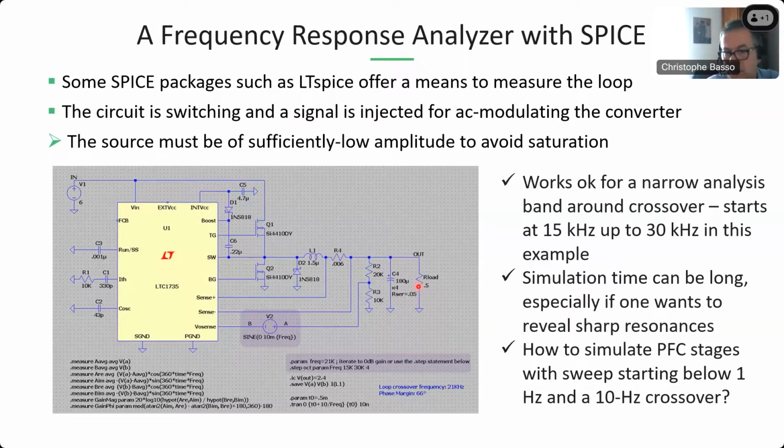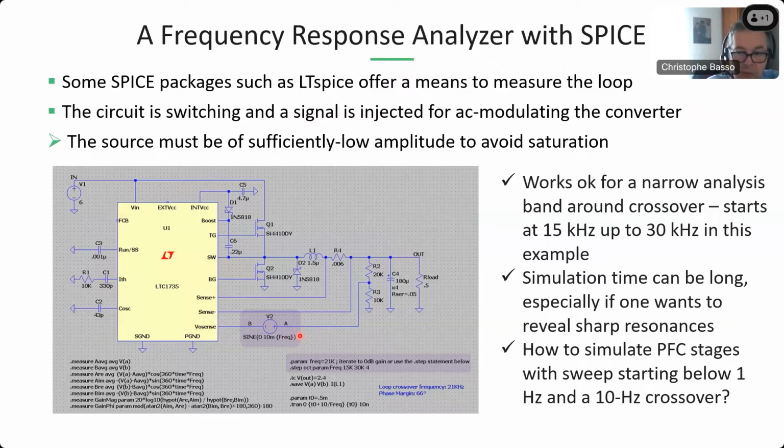There are some SPICE packages, and LTspice, of course, is one of them, that offer a functionality to implement the frequency response analyzer using the software. By inserting an AC source, this one here, we no longer talk about the classical .AC analysis. This is a transient analysis, and like in the lab, we insert a source in series with the resistive divider. We don't need a transformer because it's an inherently floating source in SPICE, and then you inject a sinusoidal waveform inside the sense input.